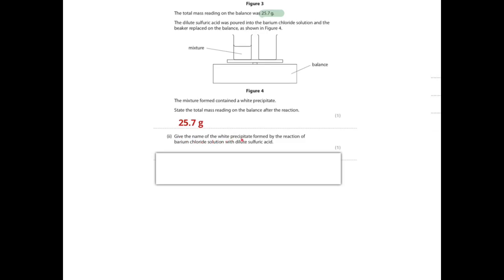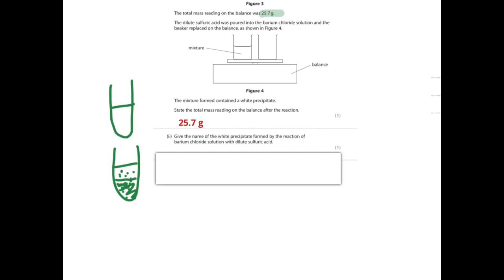Give the name of the white precipitate formed by the reaction of barium chloride solution with dilute sulfuric acid. Well, when you react a metal compound with acid, all you have to understand is a new compound's made. Yeah, it might be a white solid. A precipitate is just something which becomes undissolved in solution. So, for example, let's say this was your original solution. Once it forms a precipitate, you'll actually see something there. Something's come out of the solution. It's precipitated out, and it'll normally settle at the bottom.